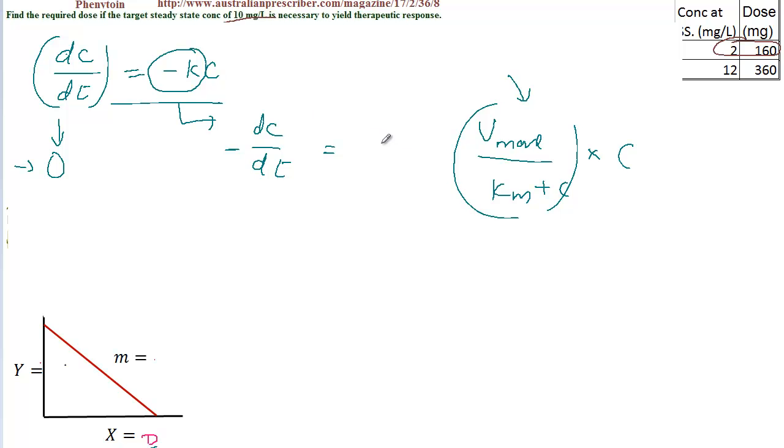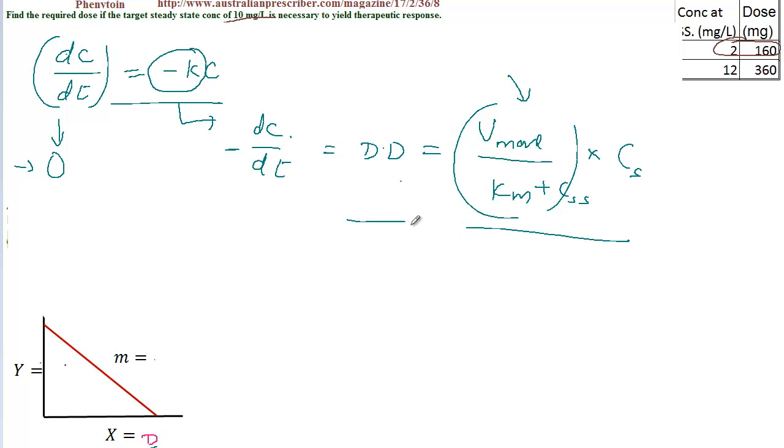Now, since this is a steady state concentration, the amount that is entering the body is equivalent to the amount that is leaving the body. What is the amount that is entering? It is nothing but the dose, right? So we can call it the daily dose entering the body, which is equivalent to the amount leaving the body with this particular equation. Yes, so this is a non-linear equation.